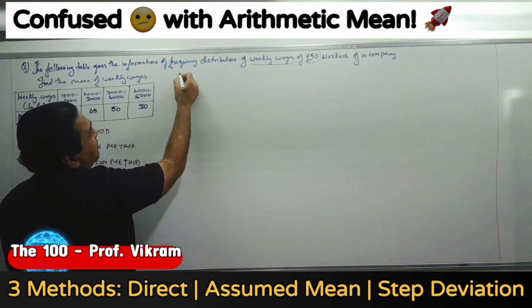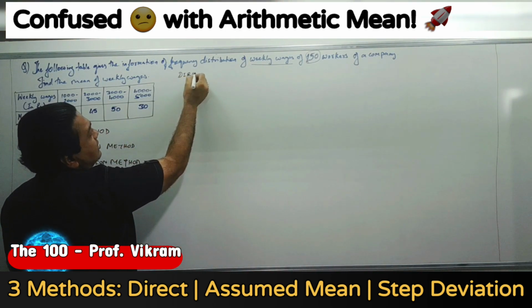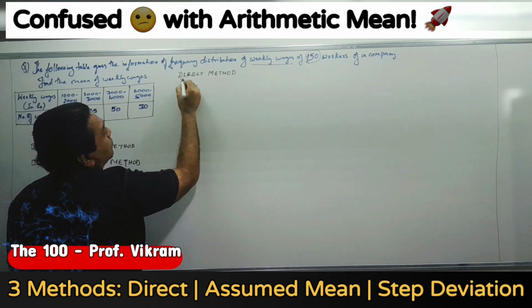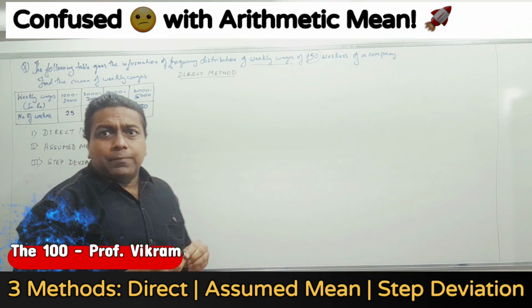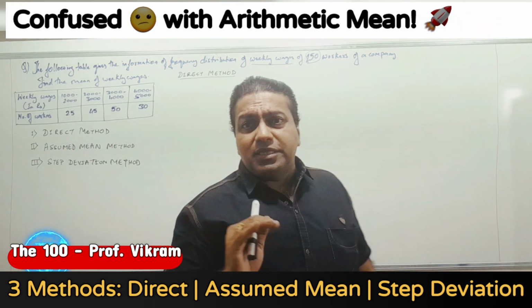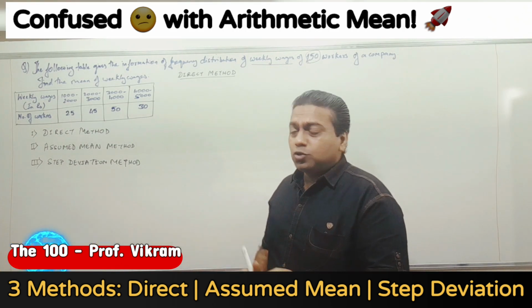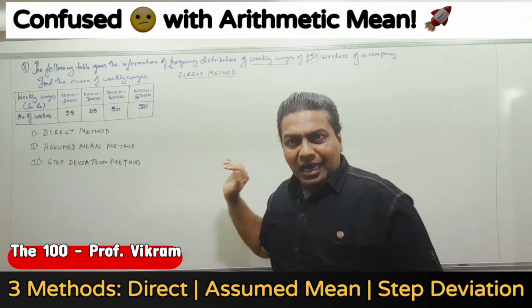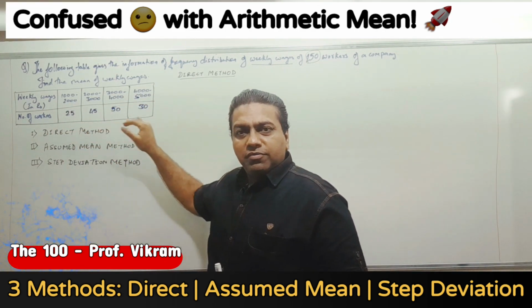Okay, so the very first method we come to is the direct method to find out the mean. Now, be it any method, the first 2 columns are going to be the same. The table that we are going to make, the first 2 columns are going to be the same. The first column is going to be for class interval, the second column is going to be for frequency.